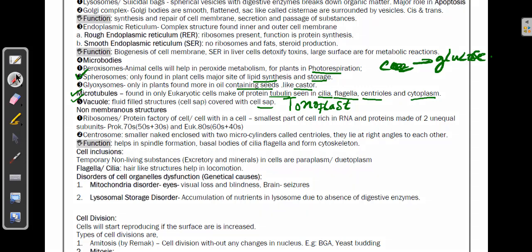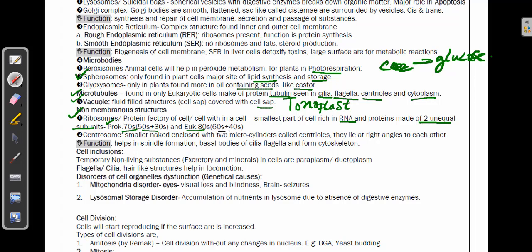The non-membranous structure is ribosome. So ribosome is one of the smallest structures in the plant cell, and it is very rich in RNA and proteins, and it is always made of two unequal subunits. So this is an important region you have to focus on, because you can easily get confused. Whenever you say the prokaryotic cell, it has 70S ribosome that is made up of two unequal subunits, and when you say the eukaryotic cell, it will have two unequal subunits called 60S and 40S.